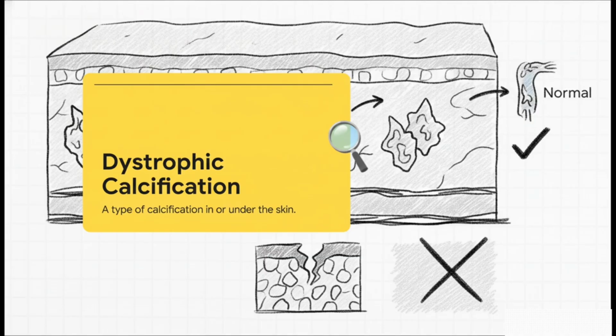The issue isn't a systemic mineral imbalance like you'd see in metastatic calcification. Instead, it's a very localized, targeted tissue problem. Calcium is basically depositing directly into damaged, dying, or degenerated local tissue, completely leaving the healthy surrounding tissue untouched.